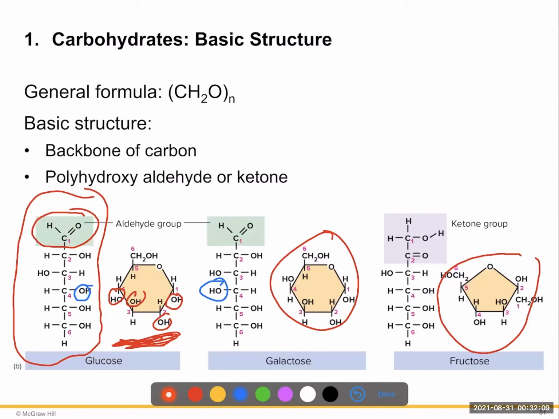The ring structure of that same OH group is, where are we at? Down right here. This is a hydrogen coming up here. This is an OH coming up here. The hydrogen is down. So the H and OH have switched. The only difference between glucose and galactose is the stereo orientation of that hydroxyl group, of that OH group.